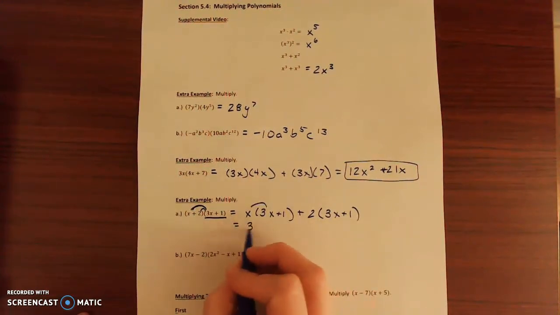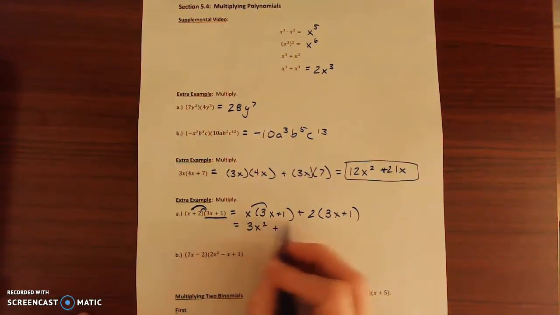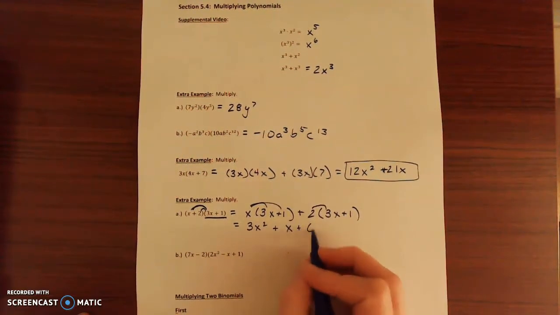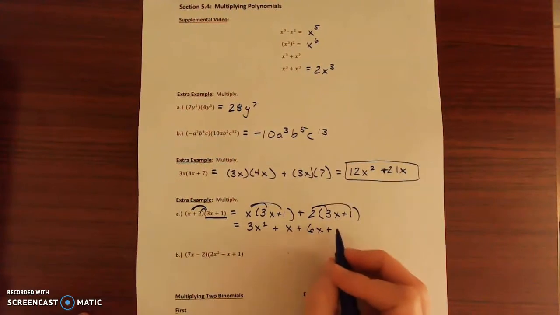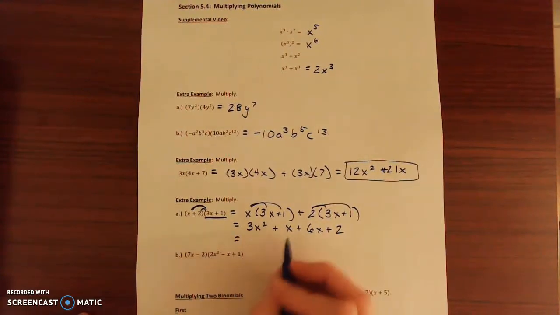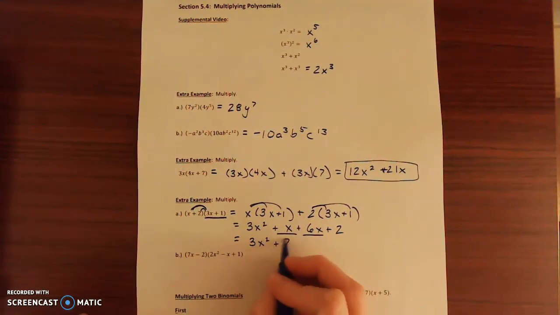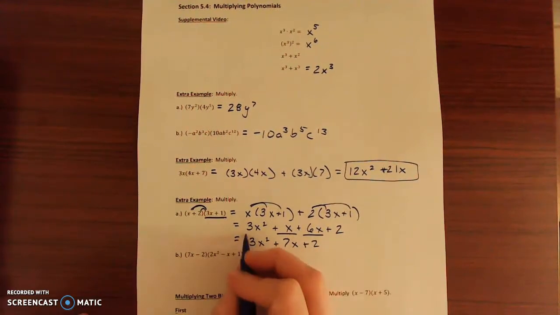X times 3x gives me 3x squared, plus x times 1 is x, plus 2 times 3x is 6x, plus 2 times 1 is 2. And at this point, notice we have like terms in the middle, so we would keep the 3x squared. 1x plus 6x is 7x, plus 2. Okay, so that's all done.